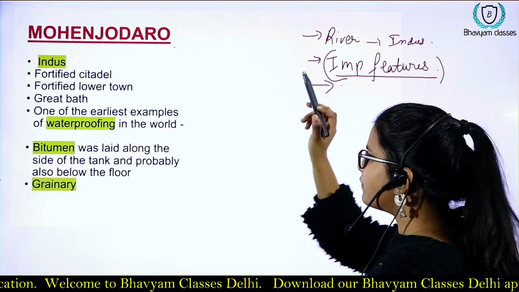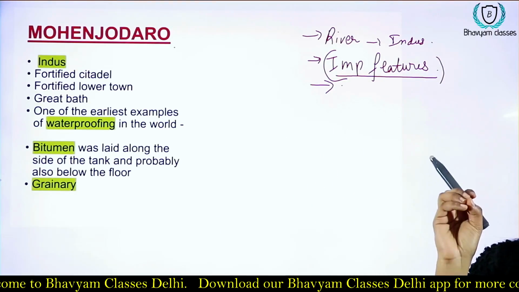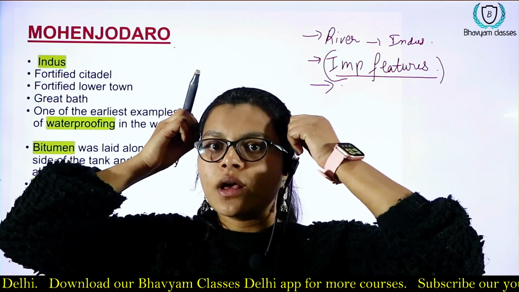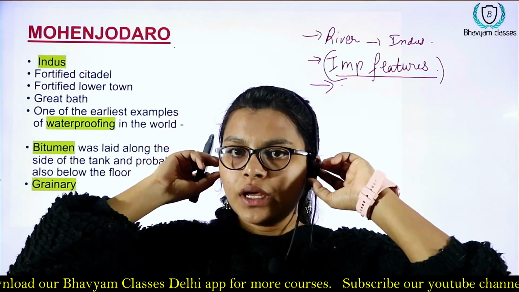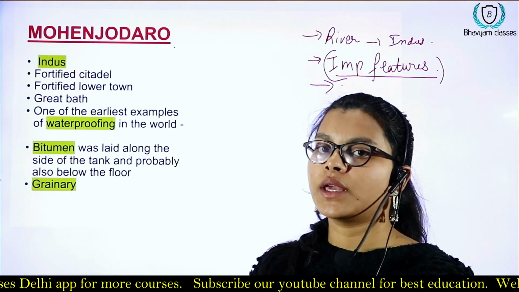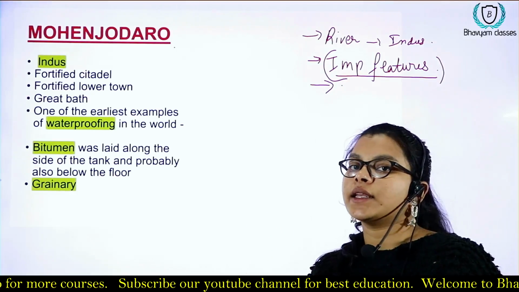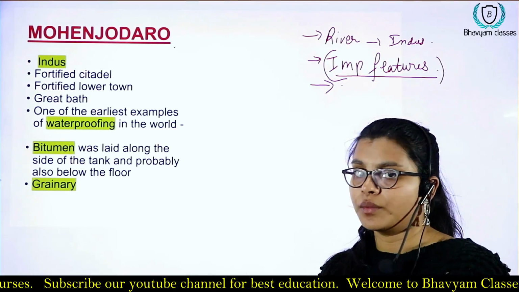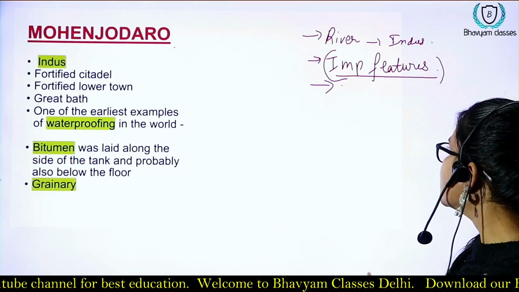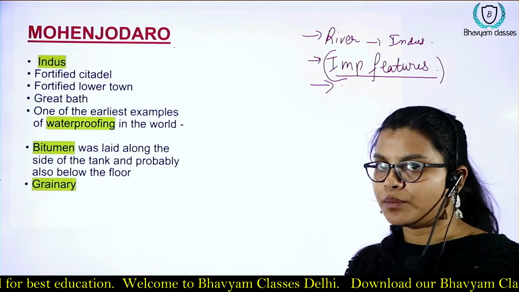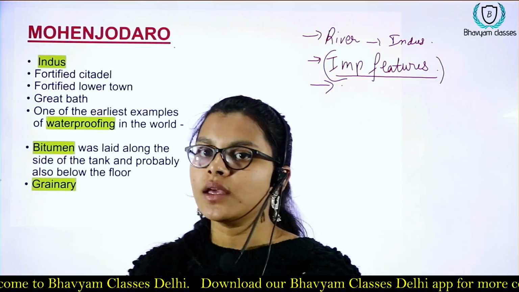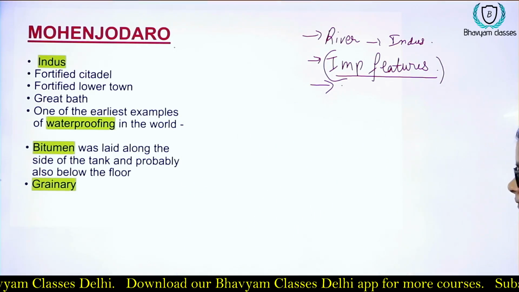They will give you some features, like the earliest technique of waterproofing comes from this particular site. So which particular site? Mohenjo-daro. From Mohenjo-daro, we get the evidence of the earliest technique of waterproofing in the world. We do not find that technique anywhere else in the world. So this makes this particular site very, very important. This is how you will study each and every site, even if you are studying by yourself, fine.